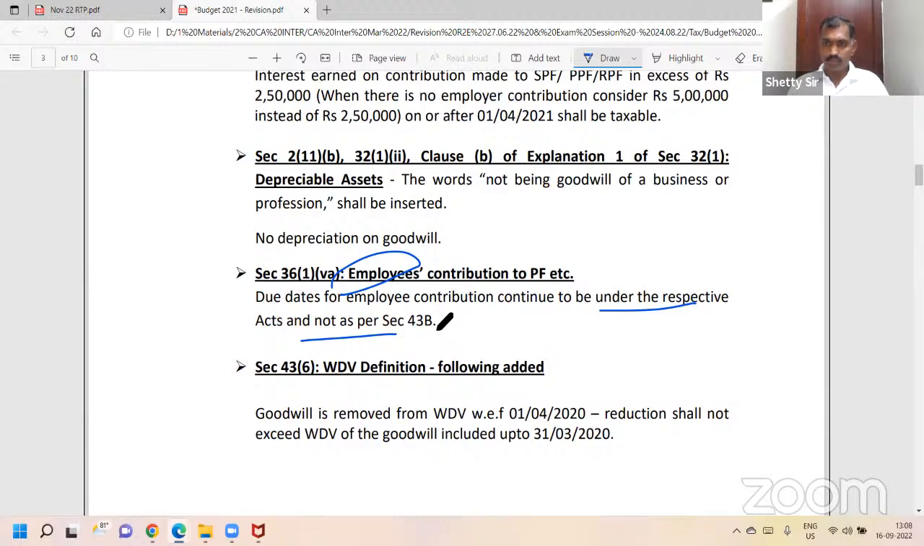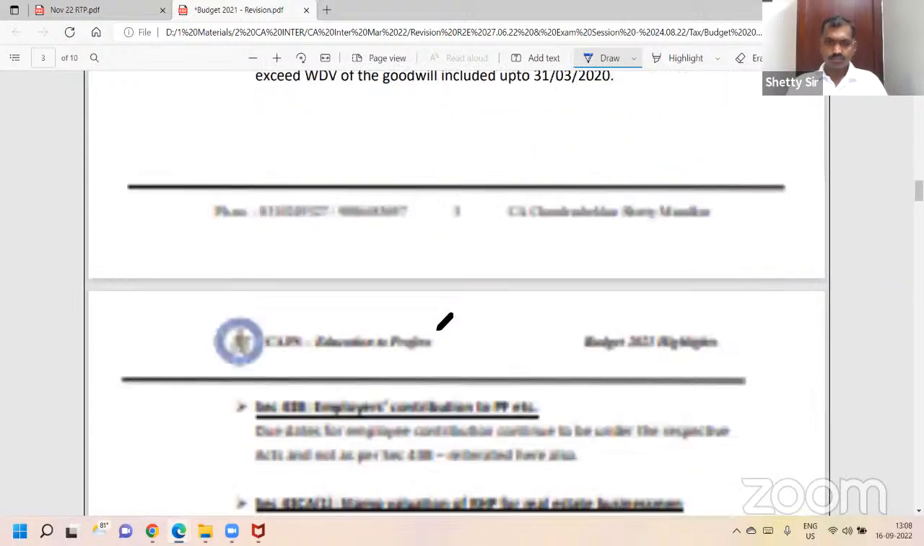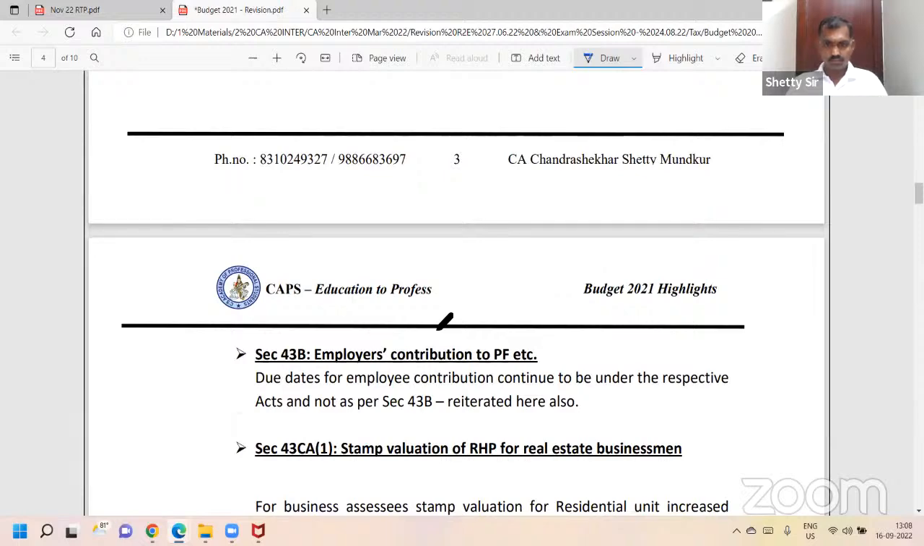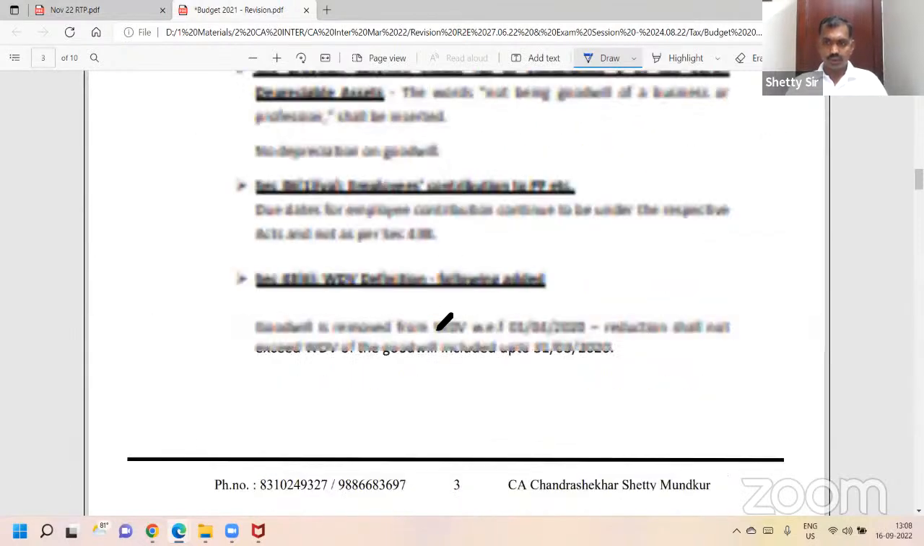Below that, 15th of subsequent month, under the relevant Act, that is the 15th of next month. Right side, for employer's contribution, it is the 139(1) due date. Due date. I will share this.